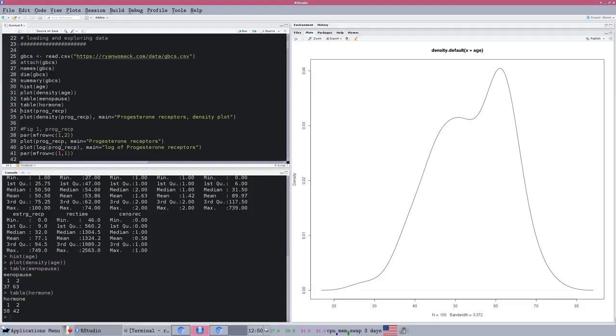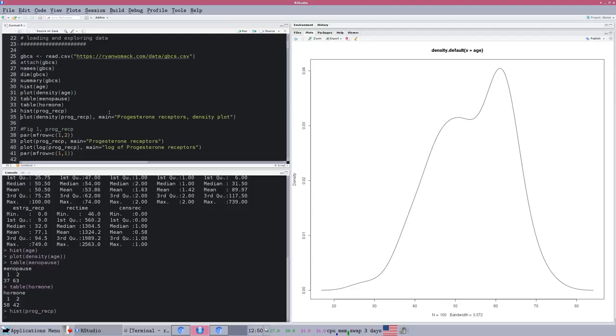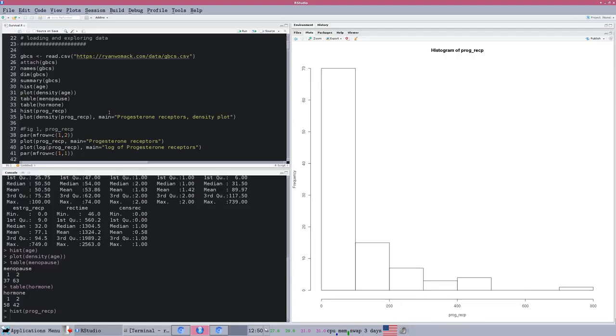Did they receive hormone therapy or not? We can just sort of walk through those things. And I'm going to dwell more in this session on the R methods rather than the meaning of all this from a medical perspective. But just, so you have that context.